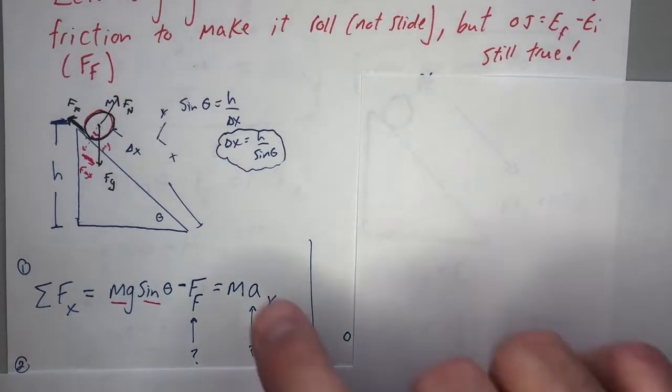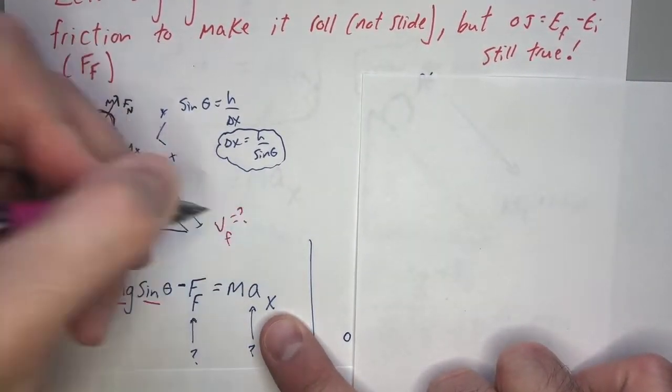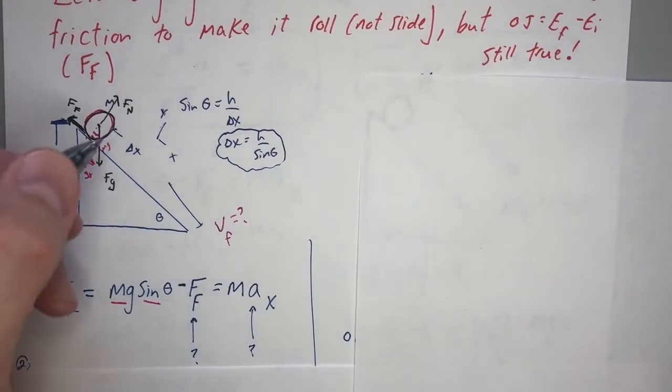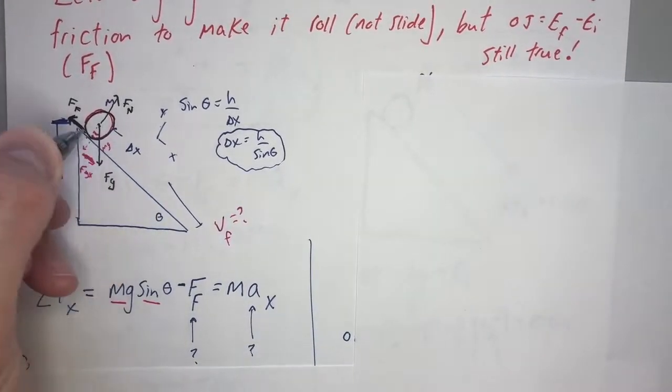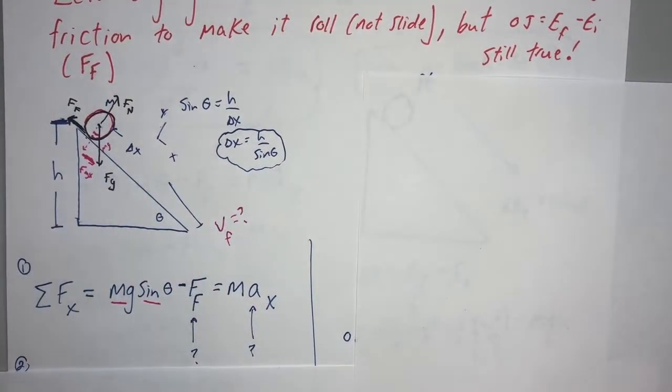Remember, the big deal is if we want to figure out how fast this thing's going by the end of the ramp, we have to know that acceleration. And this is the acceleration of the hoop down the ramp. It's not talking about angular acceleration. It's talking about how many meters per second squared does it cover down the ramp. So the bummer is we have one equation with two unknowns.